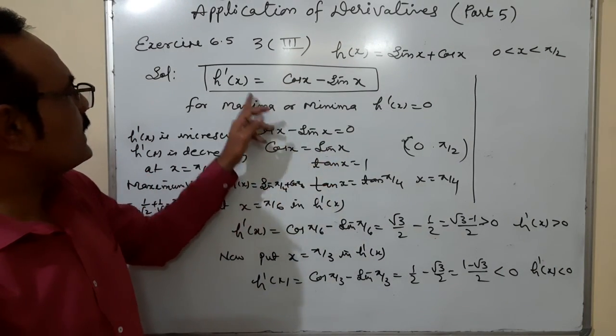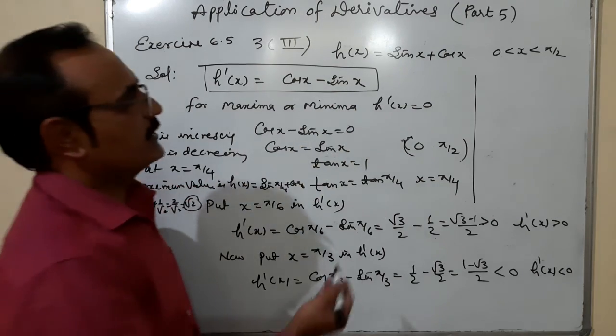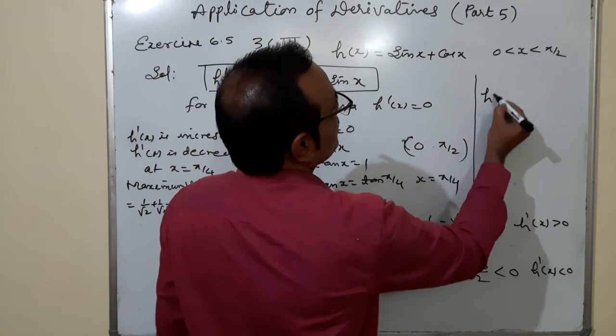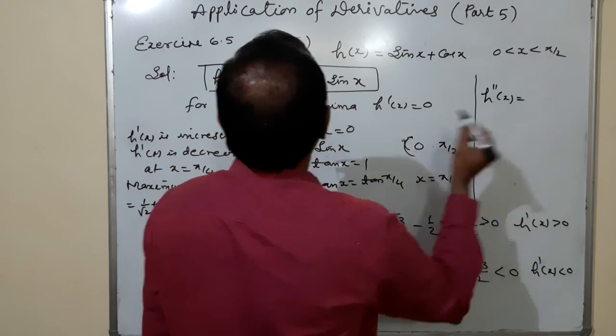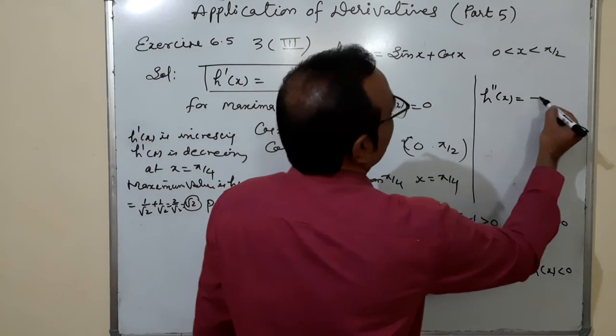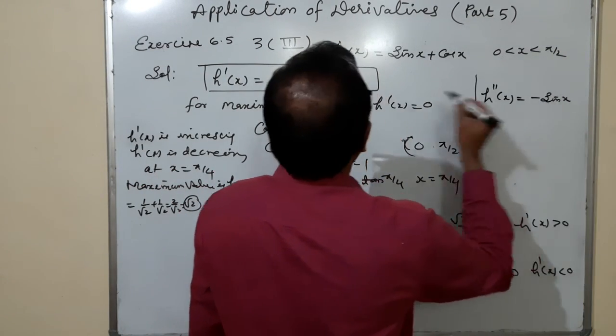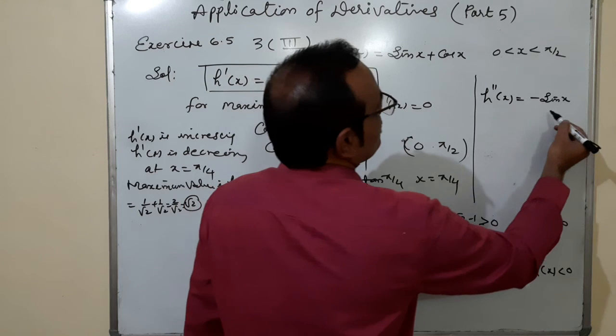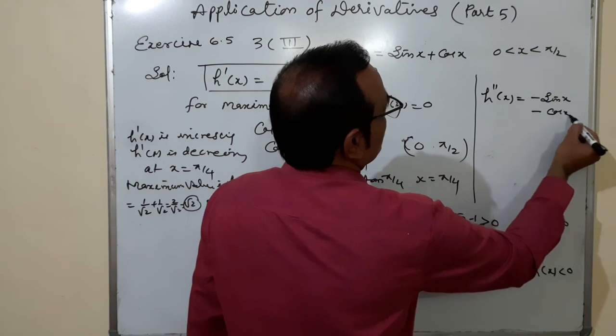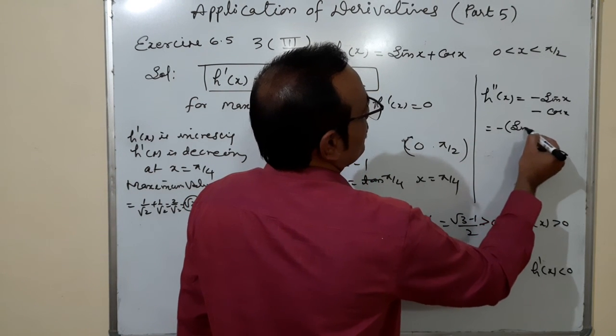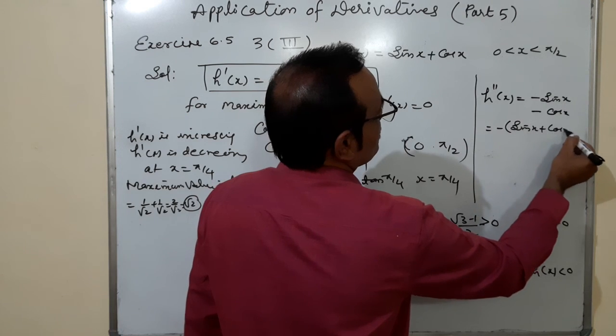So what should be done? This term h dash x, again differentiate. So what is coming? This h double dash x is equal to, the differentiation of cos x is minus sin x and the differentiation of sin x is cos x, so minus cos x. Minus sign common, minus of sin x plus cos x.